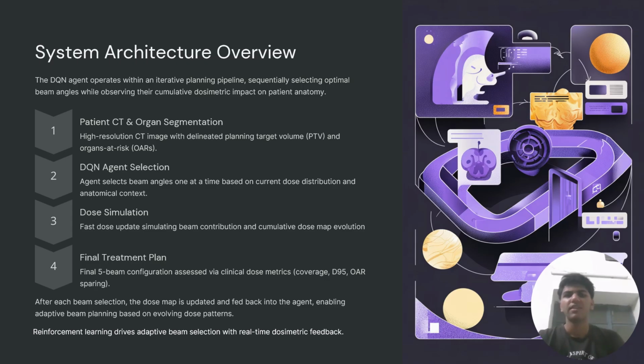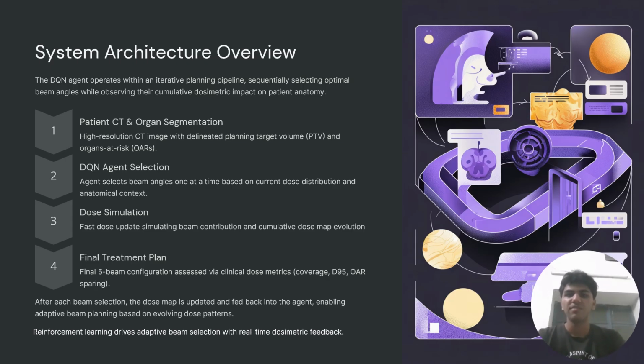After each beam is selected, we perform a fast dose update. This simulates how much radiation that beam contributes to each region inside the body. The dose map updates cumulatively, meaning that the agent sees the evolving dose landscape after every step. So over time, it learns how different angles interact and how to balance tumor coverage with organ sparing.